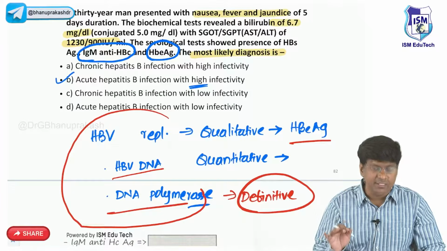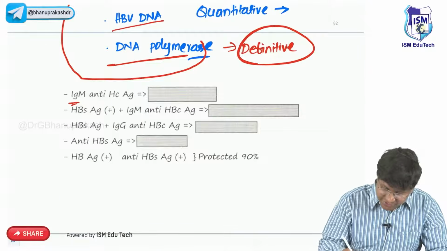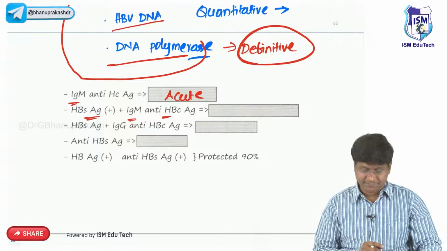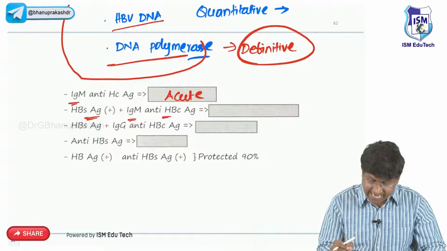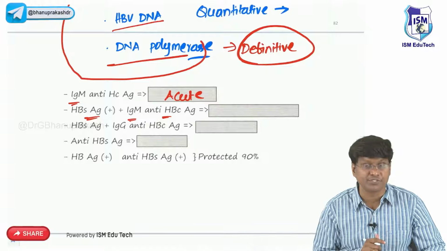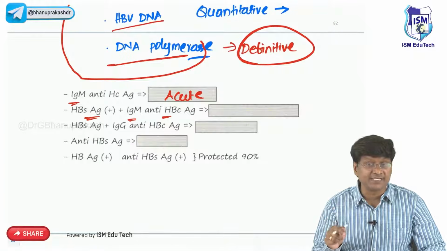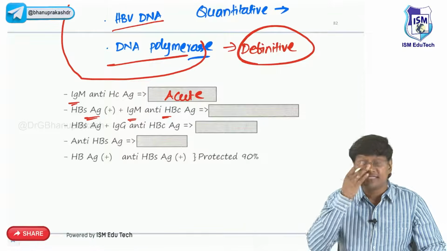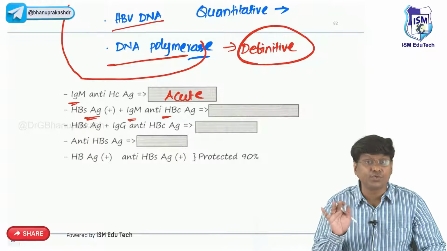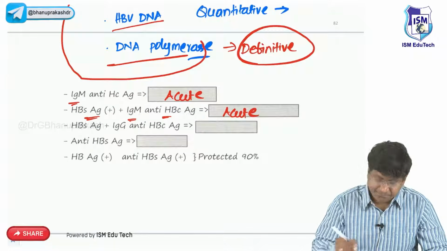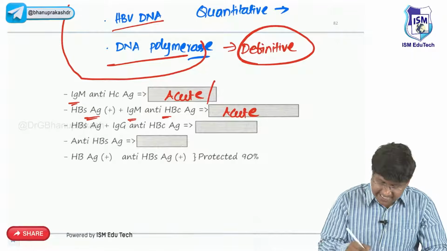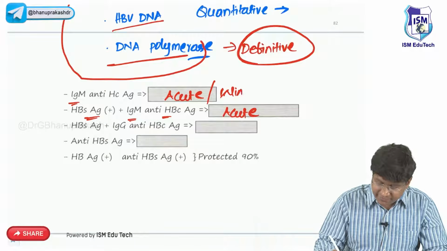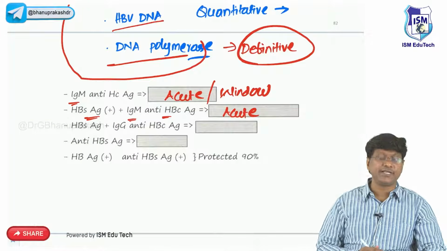And some more points, right? IgM anti-HBc, what is this? Acute hepatitis. HBsAg positive and IgM anti-HBc positive. So what does that tell you? The presence of HBsAg as well as IgM anti-HBc, this again tells you the same thing, that is acute viral hepatitis, right? And this IgM anti-HBc either tells you acute hepatitis or that the individual is in the window period.